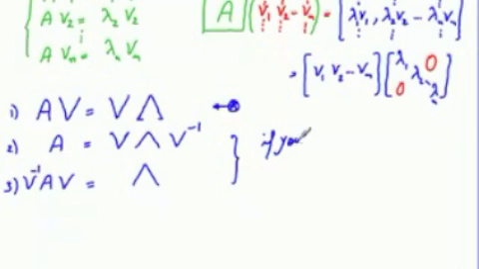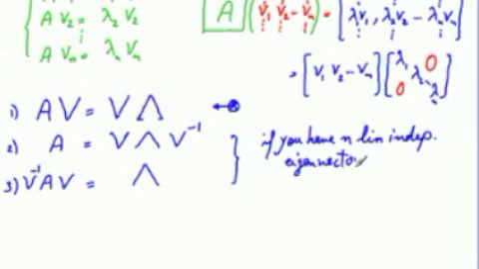So if you have n linearly independent eigenvectors, over there you can do anything you want because you're not inverting anything.